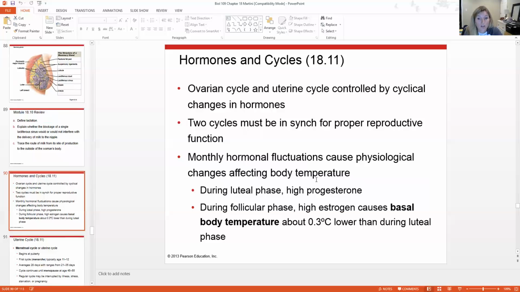During the luteal phase, you have high progesterone. During the follicular phase, you have high estrogen. That high estrogen is going to cause your basal body temperature to drop. And this is why several pregnancy predictors or ovulation predictors will include a basal body thermometer, so you can actually check to see when your body temperature drops.